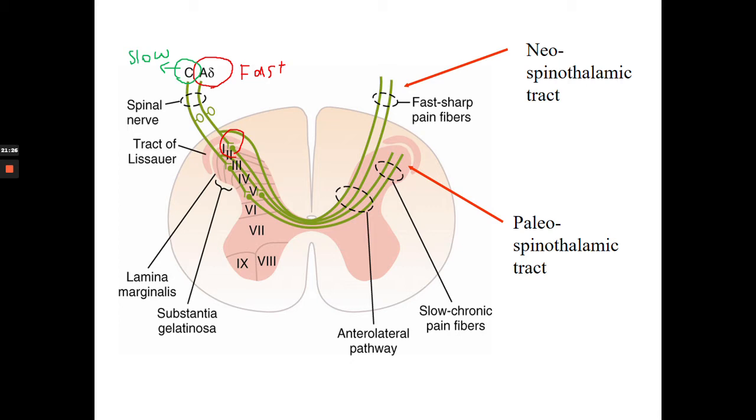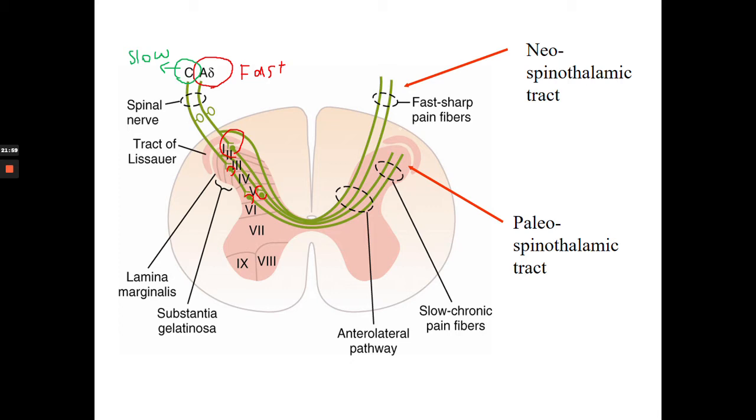Look on the other hand at the slow pain. Slow pain is transmitted through C fiber. C fibers are already slower than A delta. And then in the posterior horn, they have too many synapses. Also, they have divergence. And then they cross to the other side and ascend. The second order neuron ascends to the thalamus at the ventrobasal complex of the thalamus.